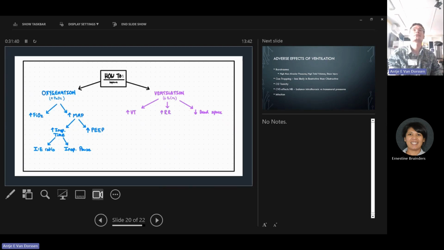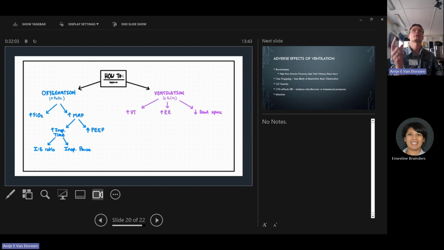Thank you. So how to improve oxygenation? Your goal is to increase arterial PO2. You either increase your FiO2 or you increase your mean airway pressure, or mean alveolar pressure, sorry. That can be done in two ways: increasing your inspiratory time through the IE ratio, or adding an inspiratory pause.